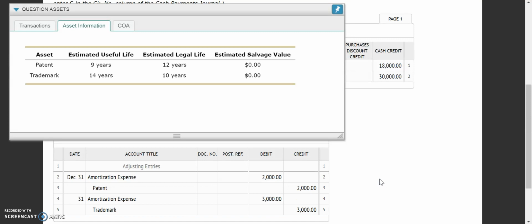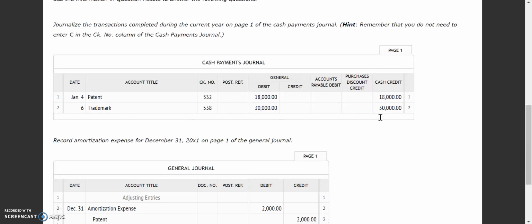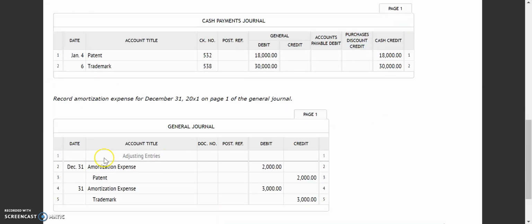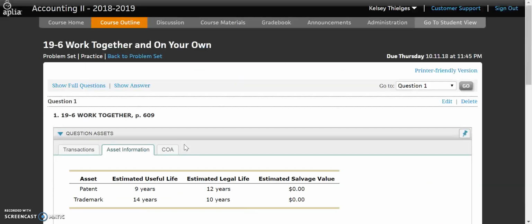So this one should be, I think, pretty simple compared to all the other ones that we've done this chapter. Pretty easy on intangible assets. So you can go ahead and go back and do your 19.6 on your own, as well as your 19.6 application problem. And then don't forget you have terms and questions due tonight as well.